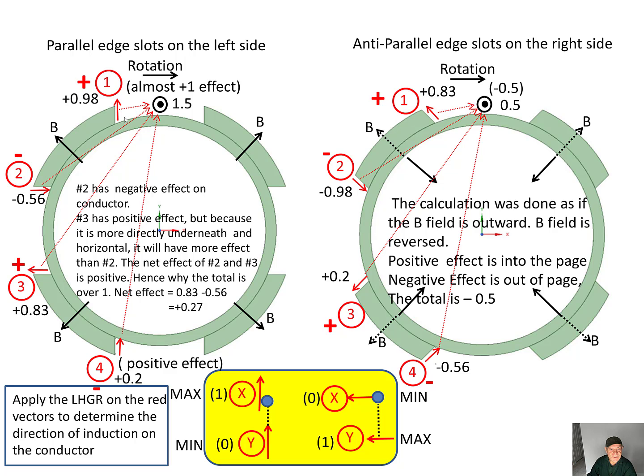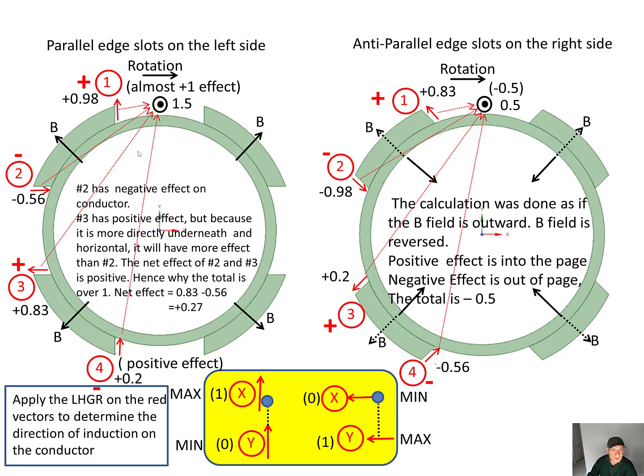So we're going to use conductors on the slots. On the left hand side I'm going to put parallel slots, for which the effect will be 1.5. On the right hand side I'm going to use anti-parallel slots, for which the effect is minus 0.5, but the field will be going downwards, so it will also be 0.5. So both will be in the same direction, which allows me to connect from the left side to the right side.